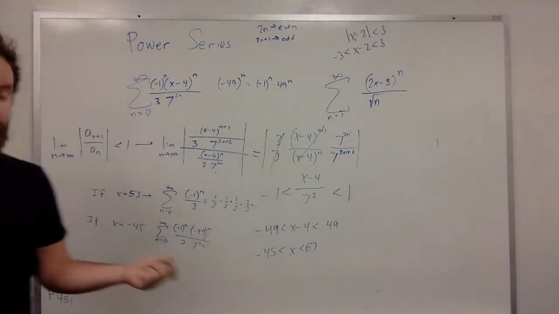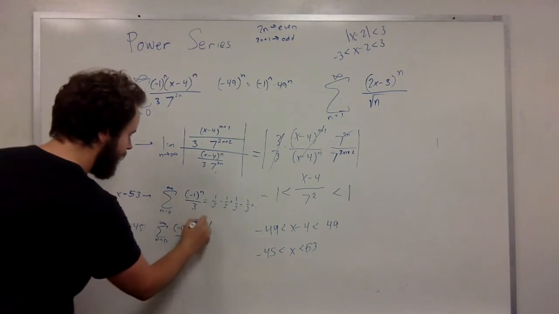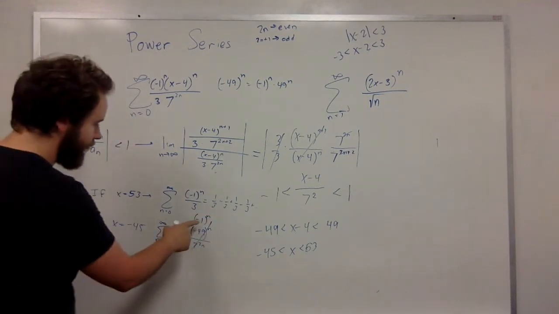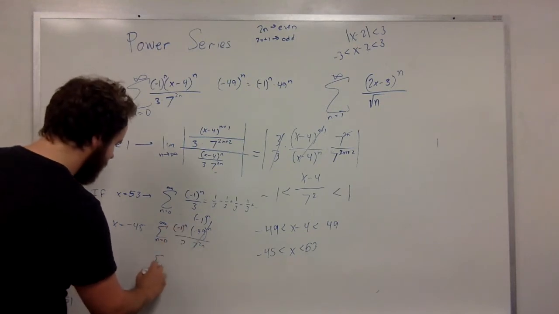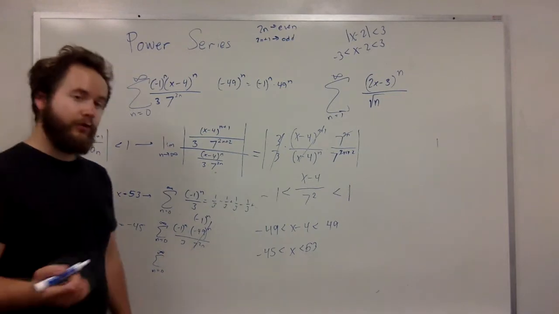So the negative 1 can come out. There's still the 49. The 49 cancels with the 7 to the 2n down below, but I'm still left with a negative 1 to the n up here. That's fine. It really doesn't do anything too crazy. What ends up happening here? What is negative 1 to the n times negative 1 to the n? Negative 1 to the 2n.